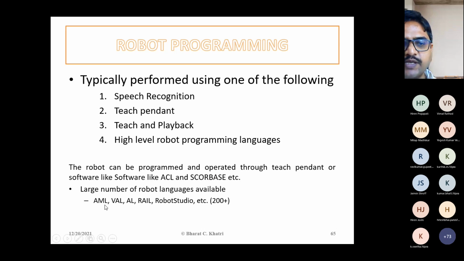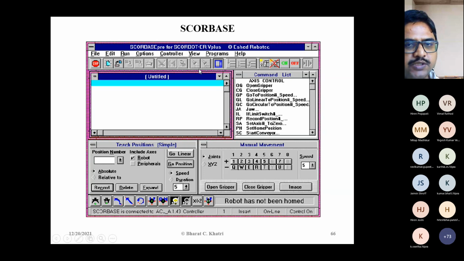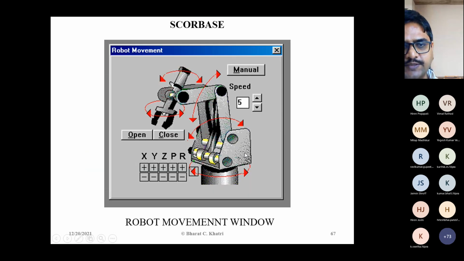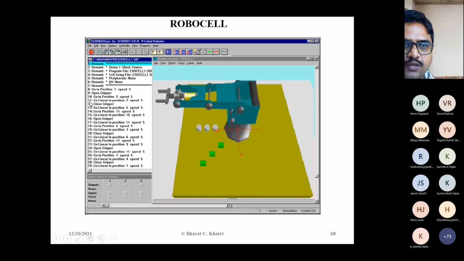A large number of robotic programming languages are available. Robot Studio and various types of software are available to program the robots. Here is one screenshot of the score based programming, where you can give the instruction to move the XYZ axes as well as to move the joints. Here you can see the photographs of how the X, Y, Z are designated and how they can be given as instructions in the program. Here it shows one program and simulation.